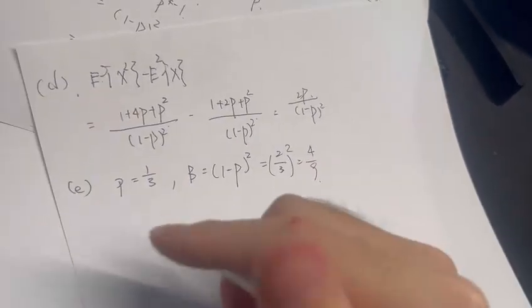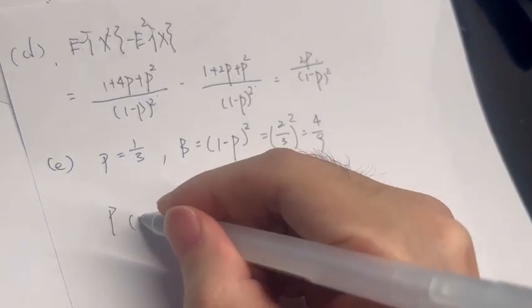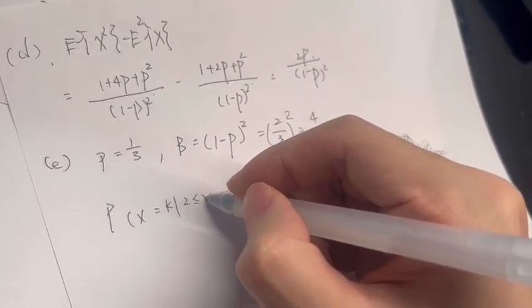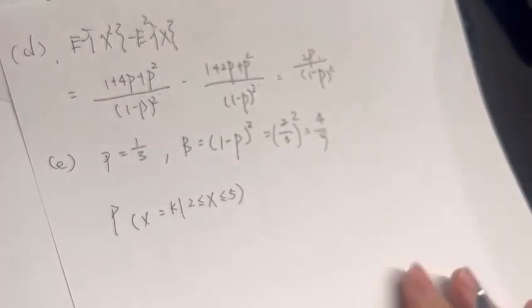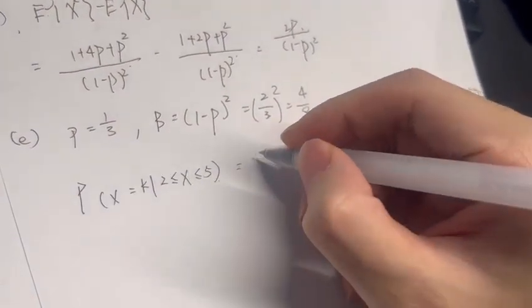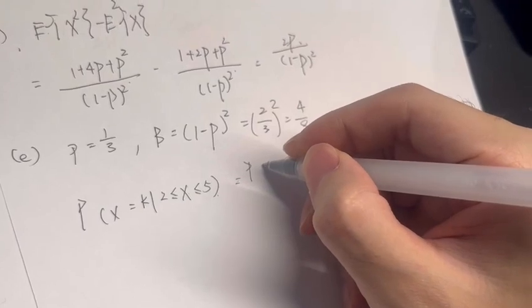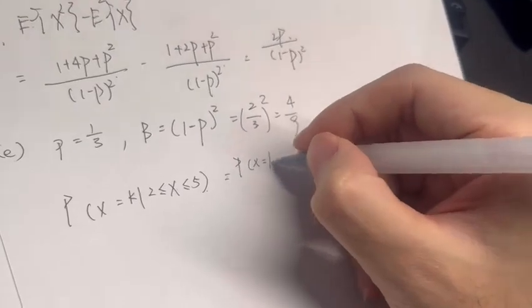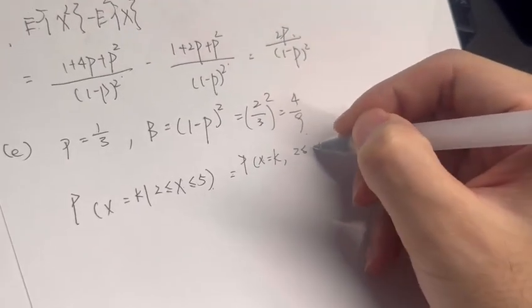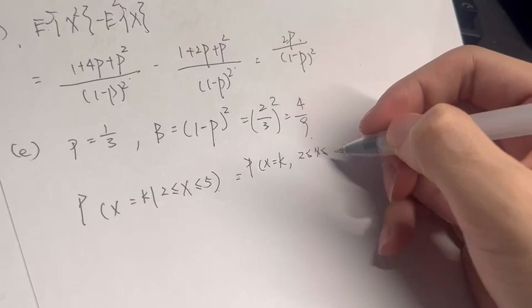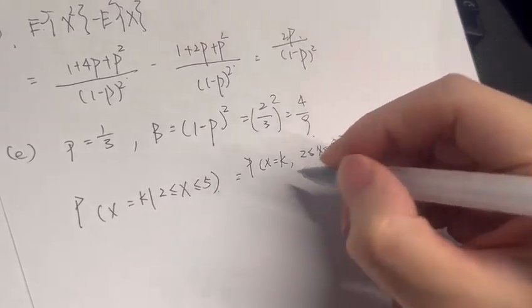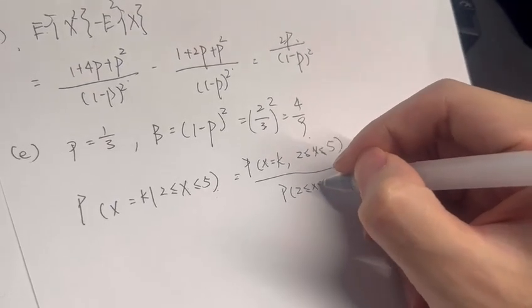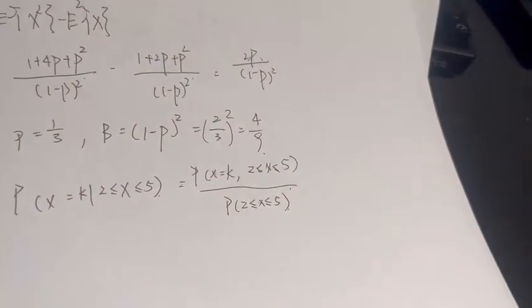And then we can write the equation as following. We can change its form. We can change it to the probability of x equals to k and 2 less than or equal to x less than or equal to 5, divided by the probability of 2 less than or equal to x less than or equal to 5.